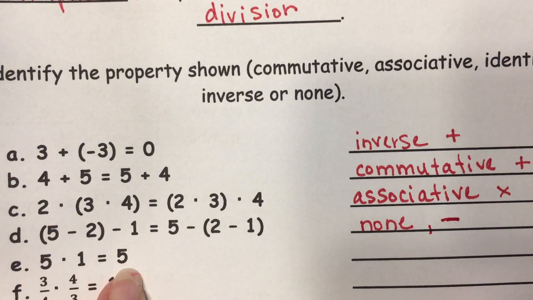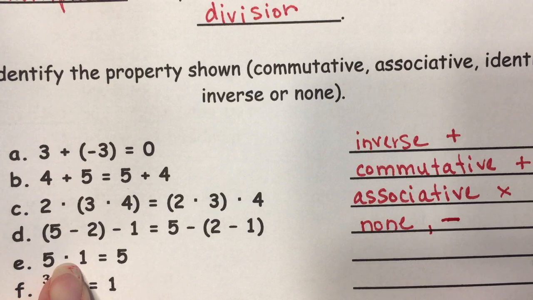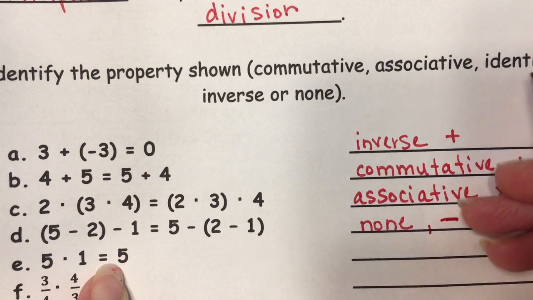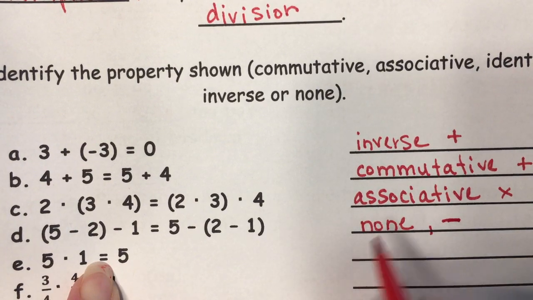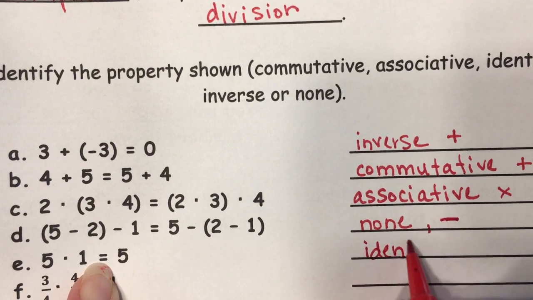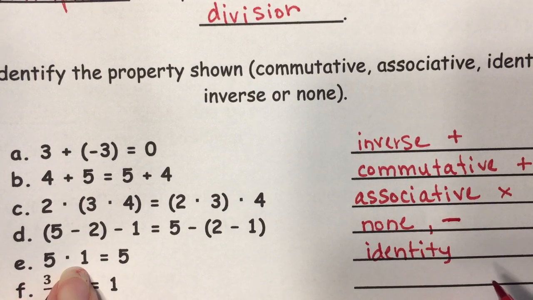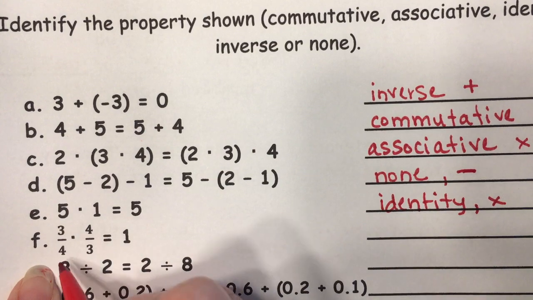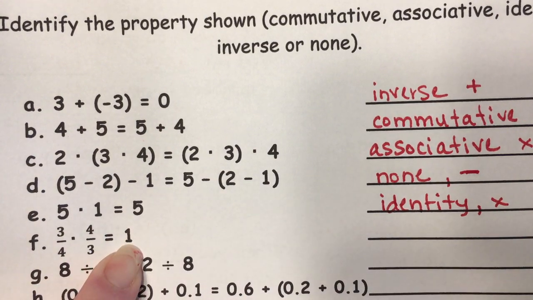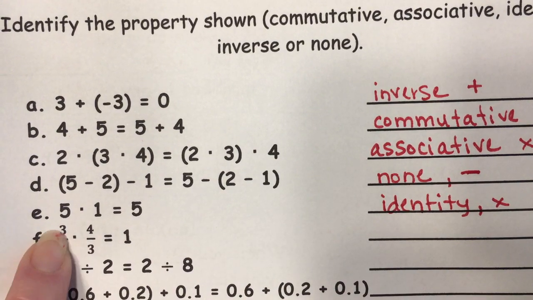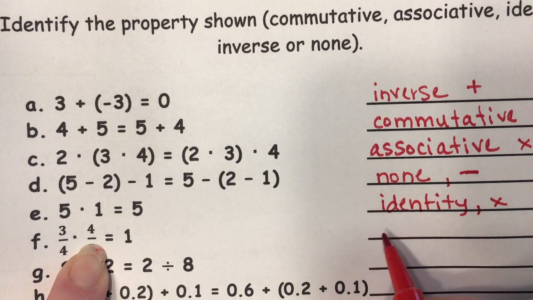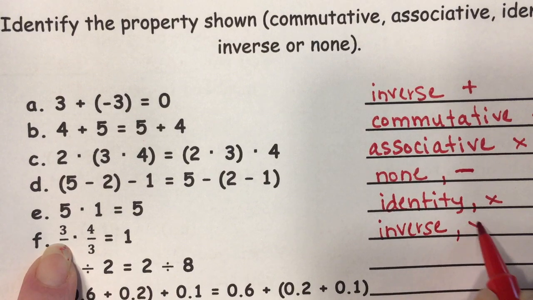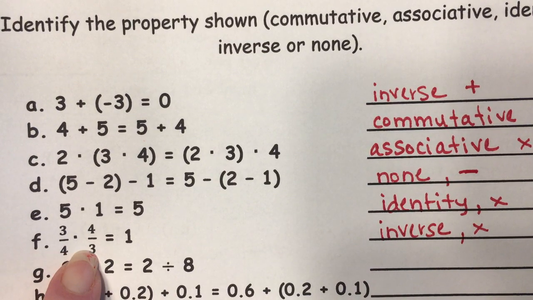All right, 5 times 1 equals 5, so I'm multiplying times something, and it stays the same. Which one of these talks about staying the same? Your identical twin, right? Identity. And which is being used, adding or multiplying? Multiplying. All right, here, 3 over 4 and 4 over 3, and I get 1. So what happened? These kind of canceled each other out. So this is an inverse property, and it's for multiplication, because I'm multiplying times the reciprocal.